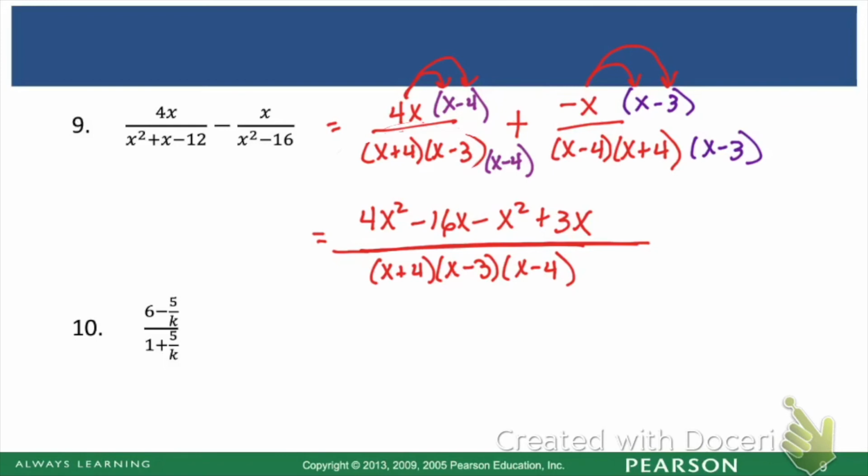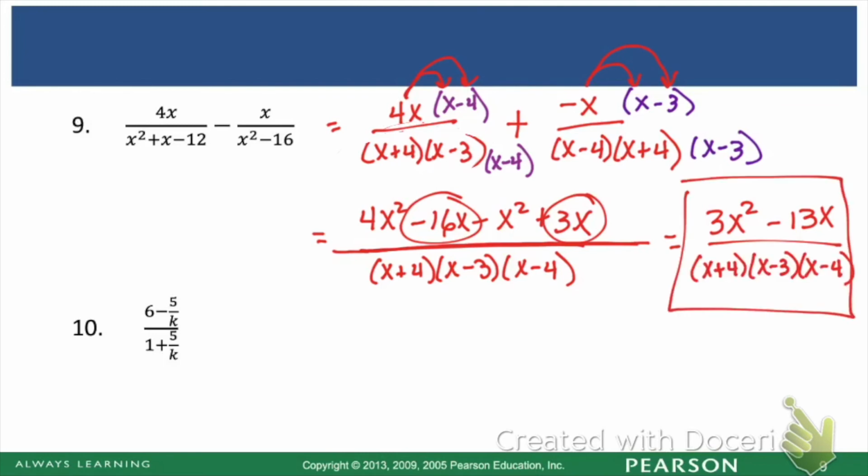Okay, so then I just go along the top and see if there are any like terms that I can combine. So 4x squared minus x squared, that's going to be 3x squared. And then I have a negative 16x and a positive 3x, that's going to be negative 13x all over my common denominator. And you're done. If you want to pull a GCF out of the top, I know you can pull out an x. Some of you want to do that, that's fine, or you can leave it just like that.